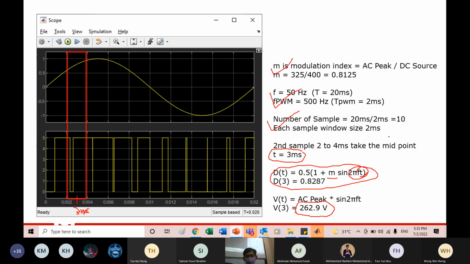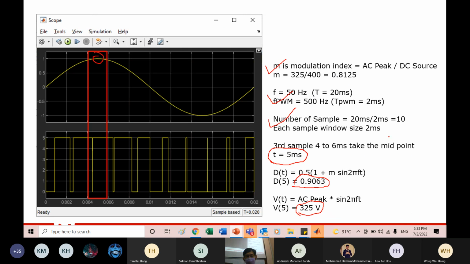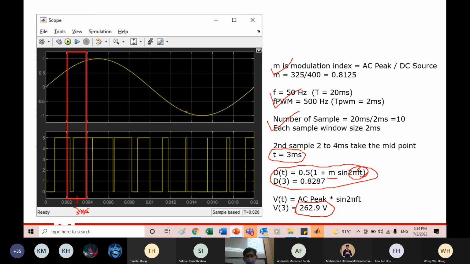So you continue. I worked until 1, 2, and 3. I didn't work out 4 because it's a repeating process, like I said. The only difference is the T. Please work out the rest by yourself, so that you will know how the modulation, duty cycle and its equivalent voltage are calculated.